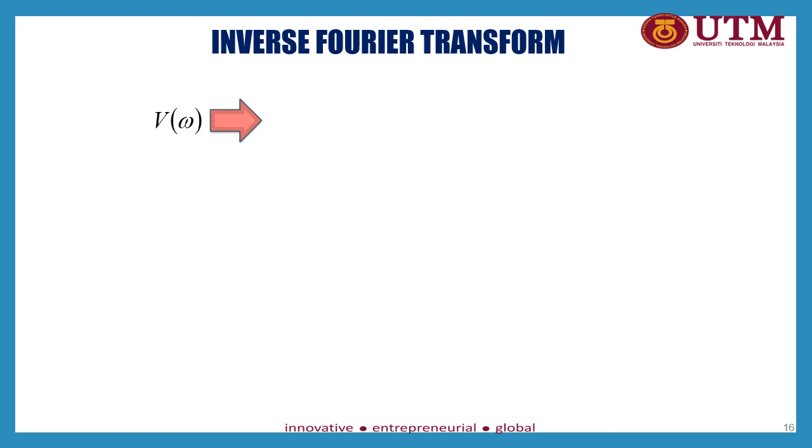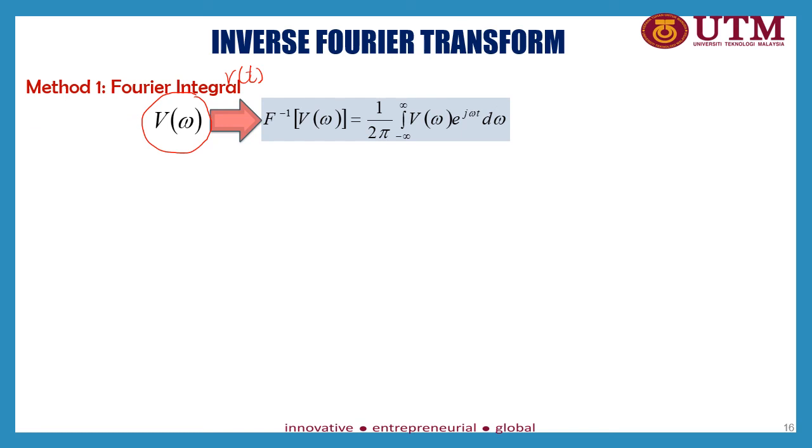Okay, lastly, when you have a spectrum, how to get back your v(t)? So you need to perform the inverse Fourier transform. Again, two methods are available. The first one is integration, and the second one is by using the Fourier transform pairs or table. So to use the first method, you need to perform integration of the signal. So now you have the V omega, right? So perform the integration and you'll get v(t).